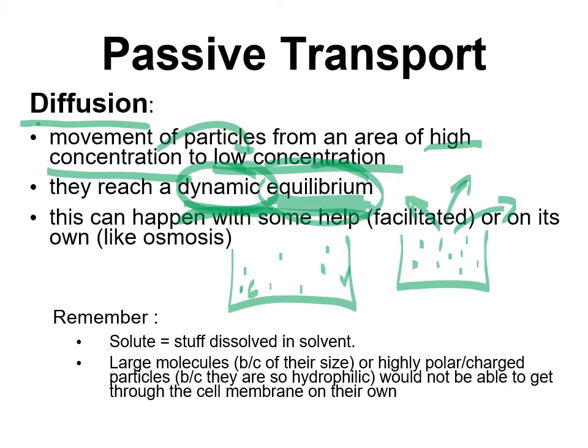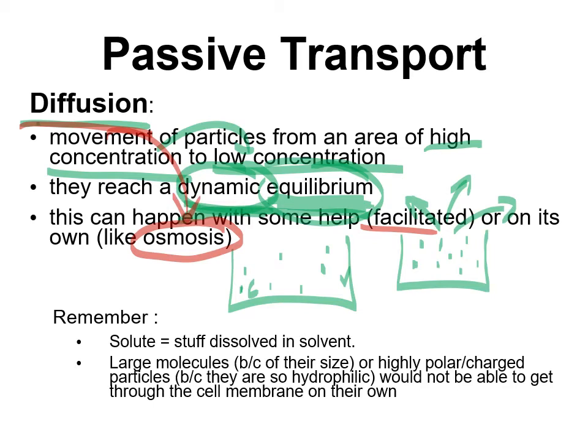So this can happen on its own or with some help. If it is something that is being helped, we call it facilitated diffusion, or it could happen on its own, like what we have with osmosis. For example, osmosis is particularly talking about the movement of water on its own, but again, still diffusion, specifically the diffusion of water.